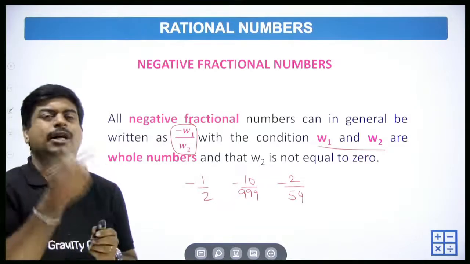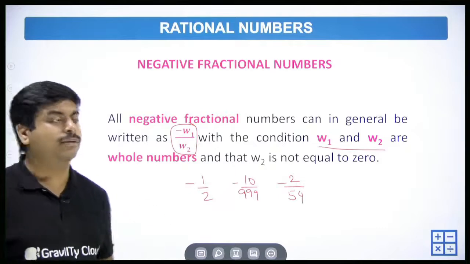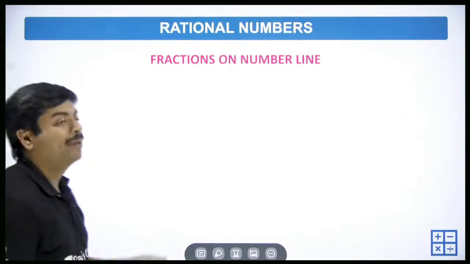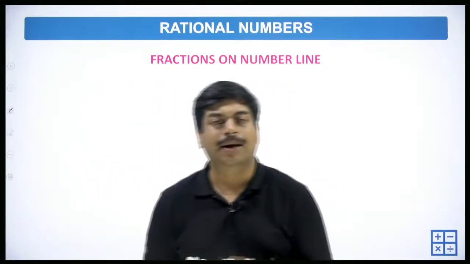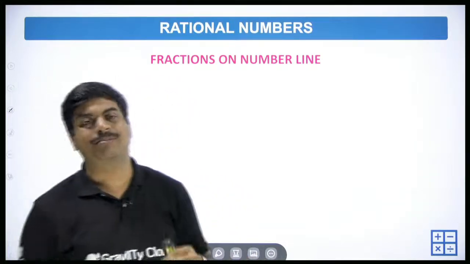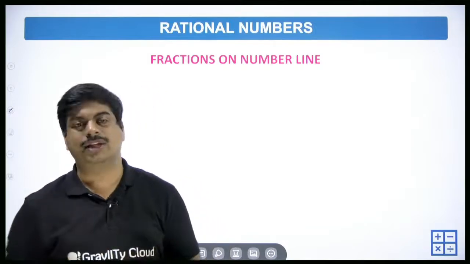We discussed what positive fractional numbers are and then what negative fractional numbers are. So, now let's move forward to fractions on a number line. Let's try to understand how to represent these fractions on a number line. All these fractions are nothing but rational numbers. All the fractions are rational numbers. I told you before in the last class also.